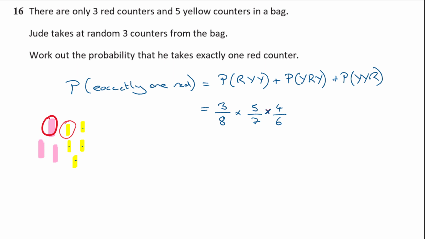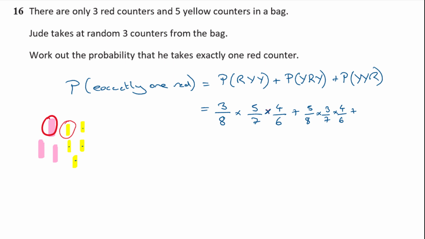Now I said or is add and is times because for red and yellow, I need to multiply those together, don't I? Right, now next one, probability of yellow, red, yellow. Yellow on the first selection, 5 yellows out of a total of 8. Second selection, pulling a red, there are 3 of them because I haven't taken any red ones out. There are now 7 to pick from. For the third selection, there are now 4 remaining yellows because I picked one out on the first go, and there are 6 counters altogether left. So that's 5/8 times 3/7 times 4/6 for the yellow, red, yellow probability.